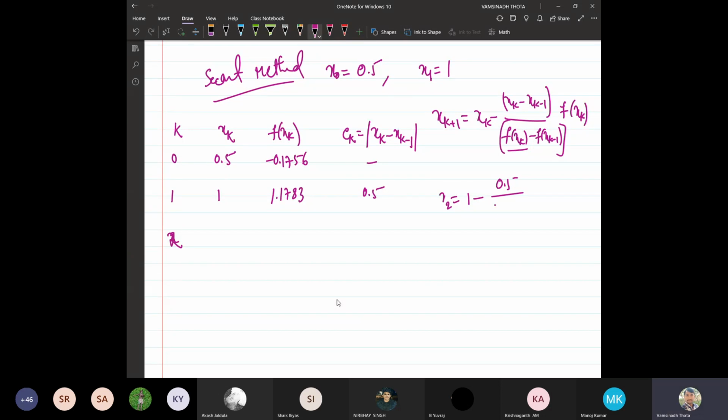So I think something like 1, so it will become plus, 1.35 times f at xk. f at xk is 1.7183. So x2 is 0.5648. Okay. Now what about f at xk?